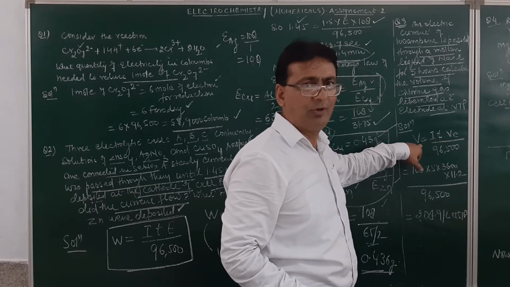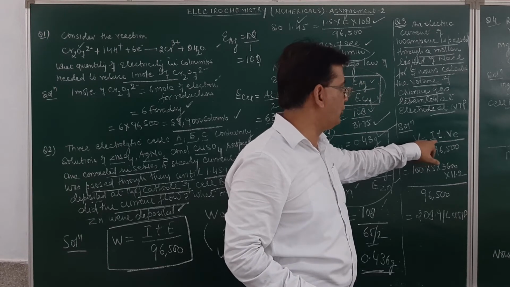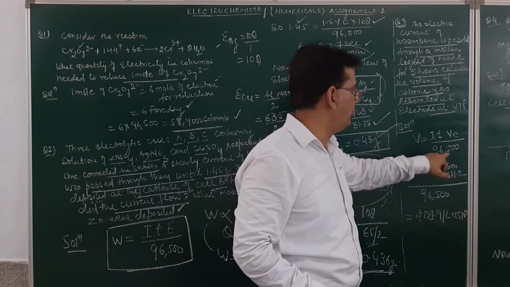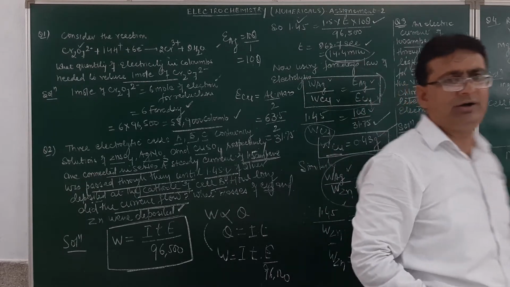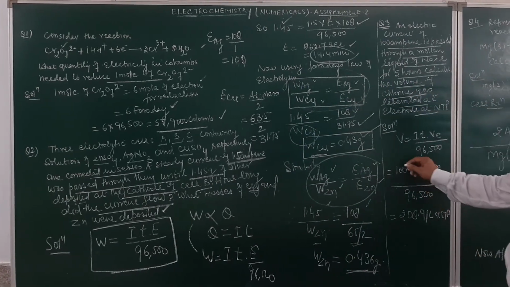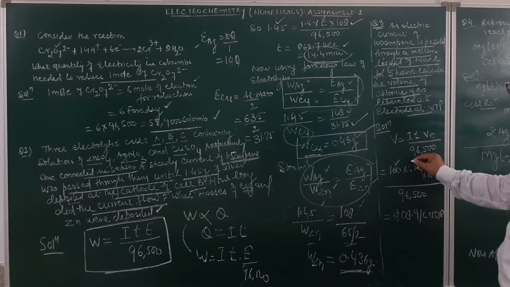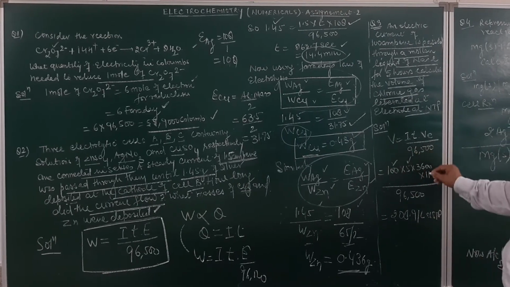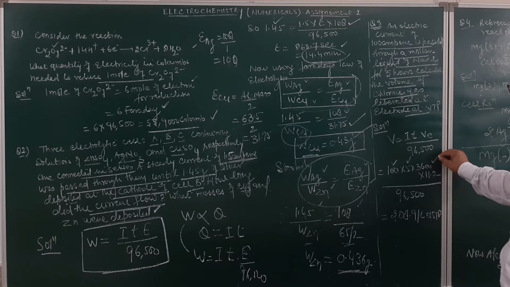What is the volume of a gas obtained? V will be equal to I into T into equivalent volume upon 96,500 coulomb. I told you this formula while discussing the numerical problem. Putting in the values, what is the current? 100 ampere. Time is given as 5 hours. Converting into seconds, multiply by 3600.